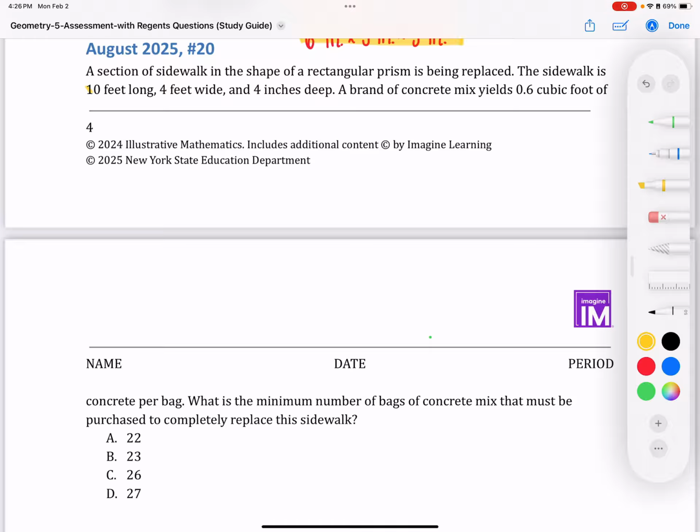So the thing to be wary about is that all of these dimensions are not in the same unit. I have 2 which are in feet, and then the last dimension is in inches. So we need to actually convert the 4 inches to feet. So I'm going to say first step is we're going to convert inches to feet. And how we're going to do that is by remembering that there are 12 inches in 1 foot.